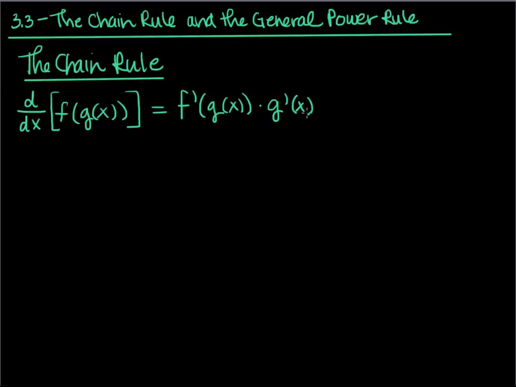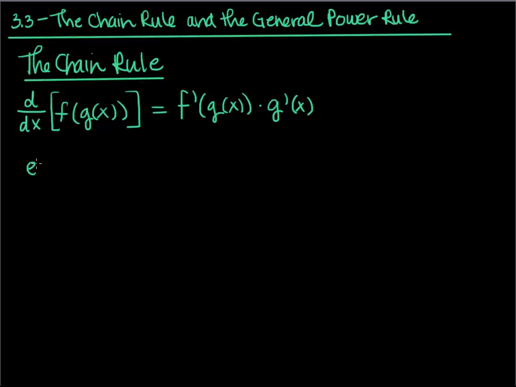Remember what the derivative gives us? The derivative gives us a rate of change. So the chain rule is taking into account the rate at which my outside function is changing times the rate at which my inside function is changing.